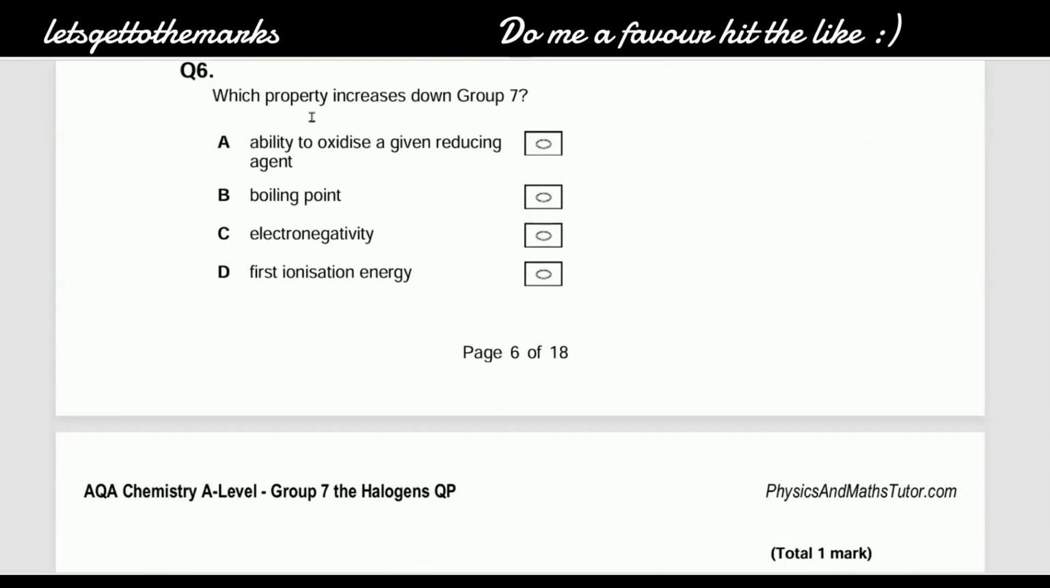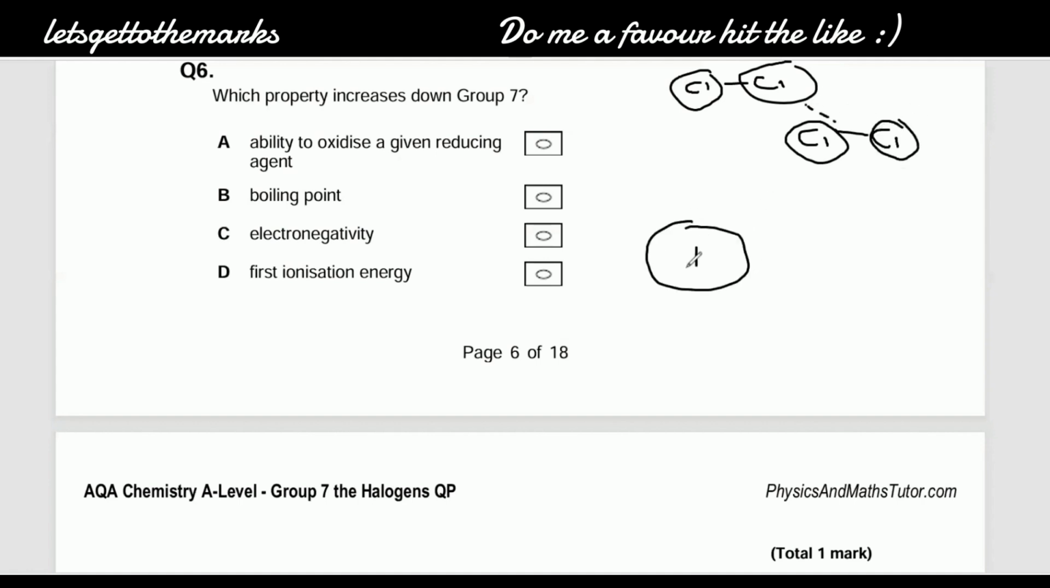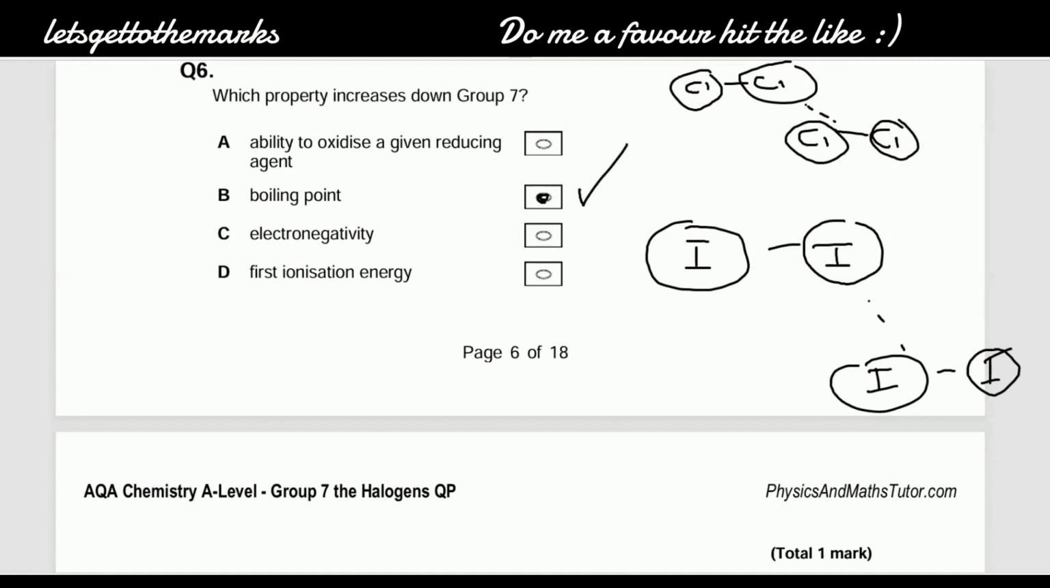Okay, question 6. Which property increases down Group 7? The ability to oxidize, the boiling point, the electronegativity. I'm just going to cut to the chase. It's the boiling point, right? You get a nice, easy one like that. It's the boiling point because as they get bigger, with more electrons, those dipoles get more exaggerated, and you get stronger intermolecular forces, the van der Waals forces. So the bigger halogens, iodine's a solid at room temp, chlorine's a gas. So boiling point, definitely.